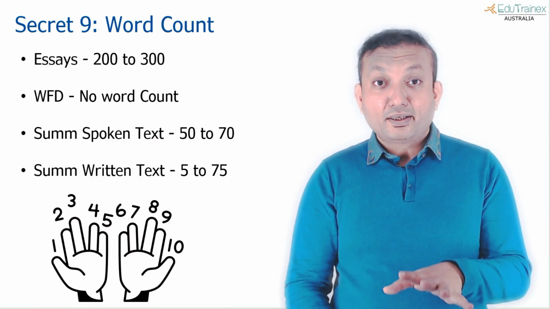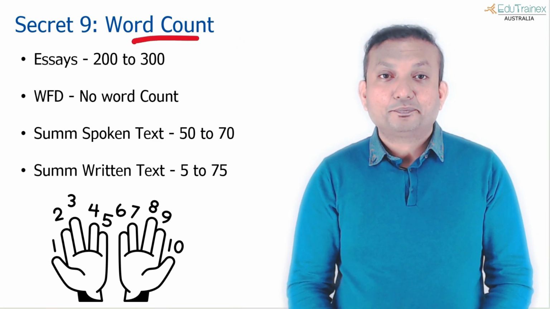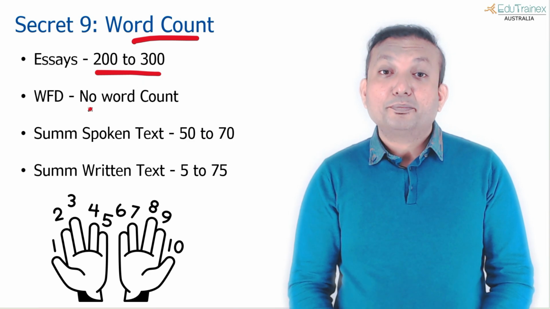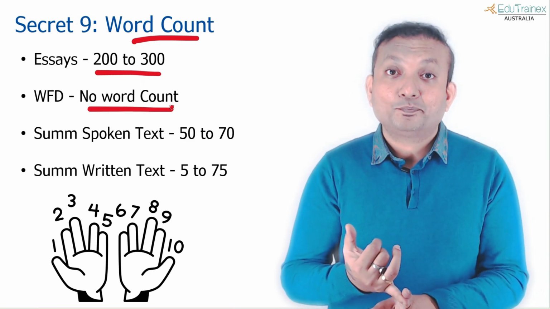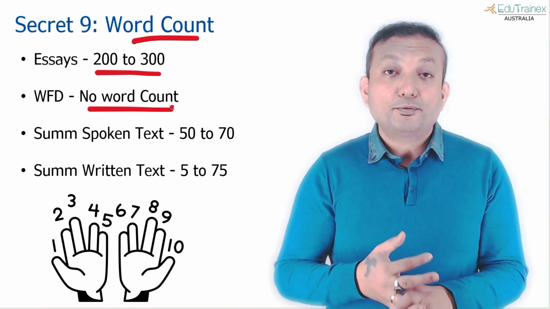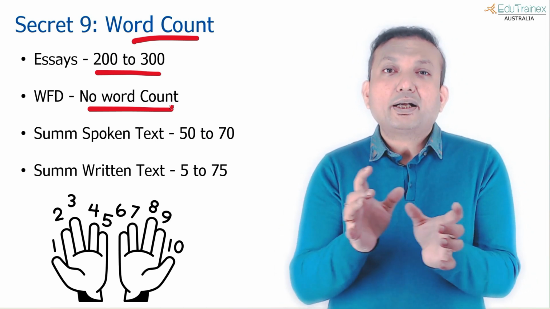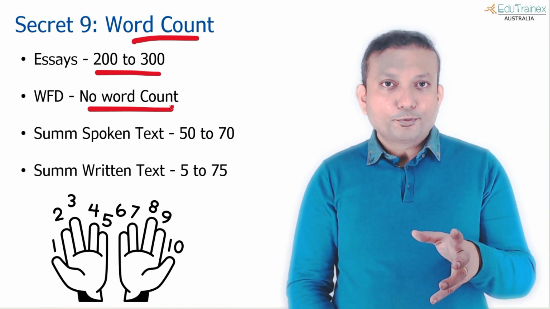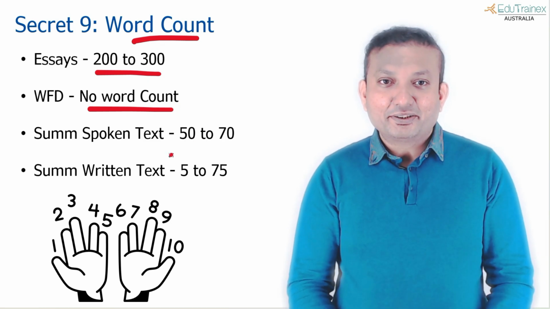Okay, and the secret number 9, which is the last one, please never compromise on the word count. Word count for essays is 200 to 300 words. For write from dictation, there is no word count. That's why we are able to use extra word strategies. And also I forgot to include 1 point for write from dictation. Even if you're not sure about some of the spellings, you write all the possible combinations for those words. So whichever is correct will be picked by the PT software, and it will give you the correct points.